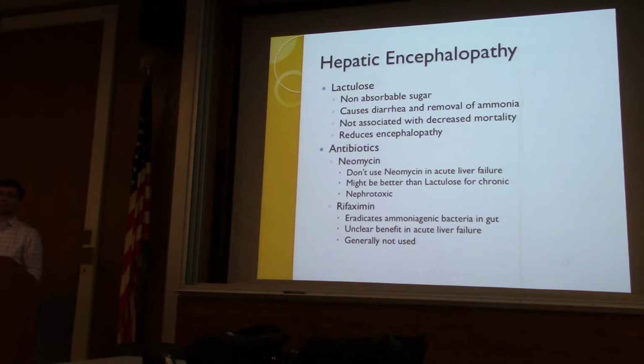And then antibiotics is an interesting technique that I hadn't really read much about until prior to this, but pretty much the idea is to get rid of the ammonia-producing bacteria and take off the production of the ammonia and the toxins. And you don't want to use neomycin because it can be nephrotoxic. And so in acute liver failure, you don't want to take away their other organ clearance. And then also rifaximin is generally not used just because there's not really a clear benefit.